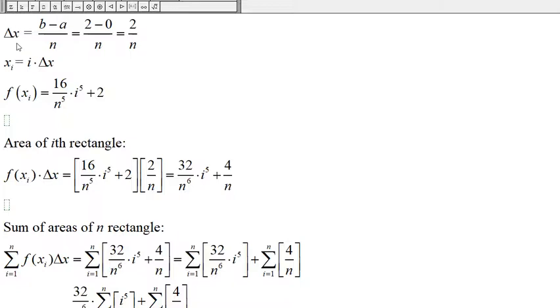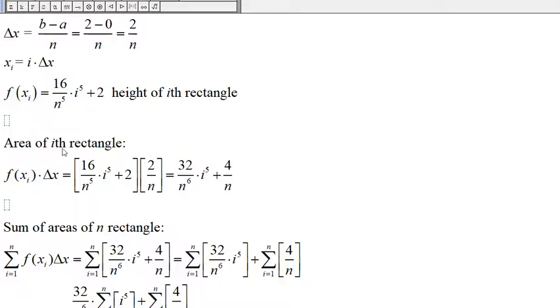So far, we have delta x, which is the width of each rectangle, is 2 over n, where n is the number of rectangles. And then x sub i is i times delta x. And then we just found the height of the ith rectangle is 16 over n to the 5th times i to the 5th plus 2.